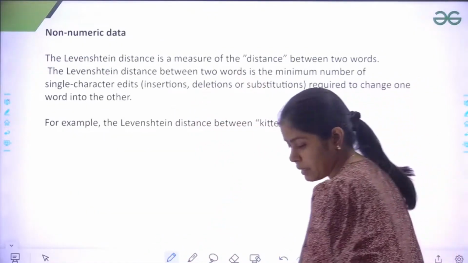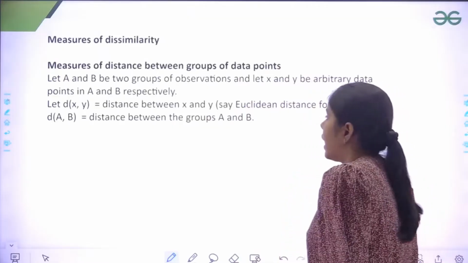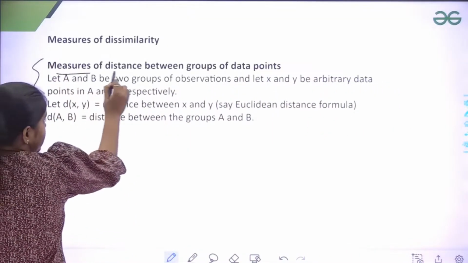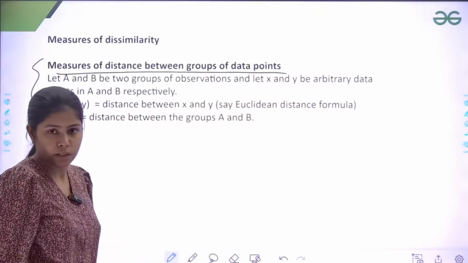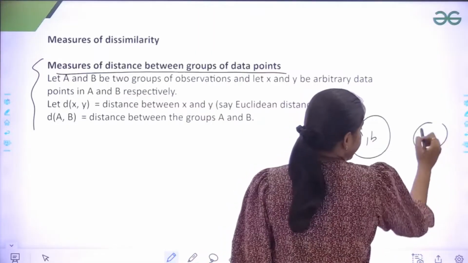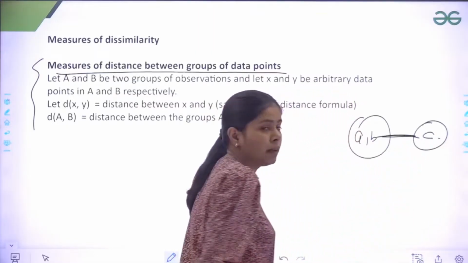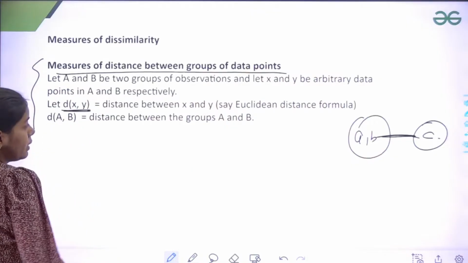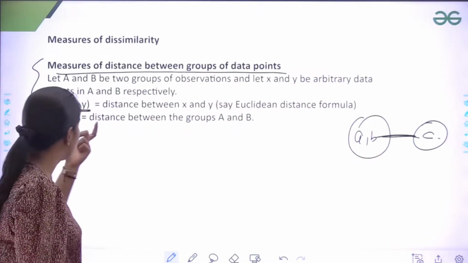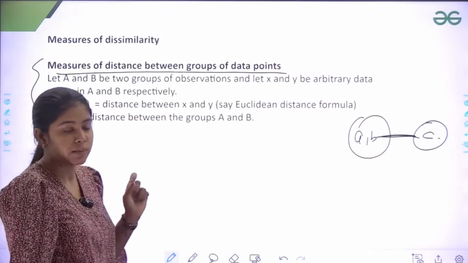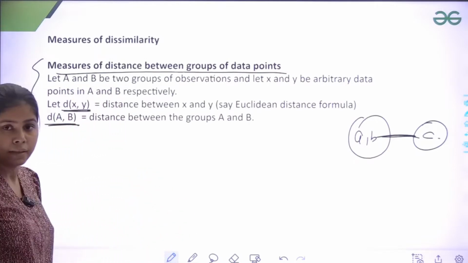I'll tell this later, but before that, we have these measures of dissimilarity. It says the measure of distance between groups of data points. I have grouped 2 points a comma b, and I have to find the distance of this group with this c. How am I going to find it? So this is dxy, the distance between x and y, say Euclidean distance, and then I can find dA comma B, that means the distance between group A and B.